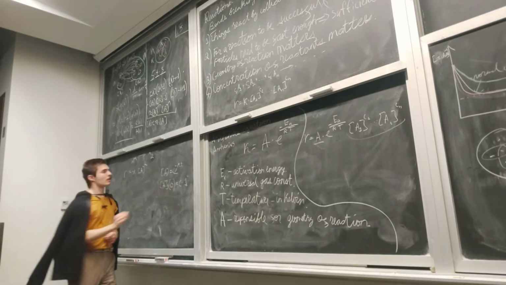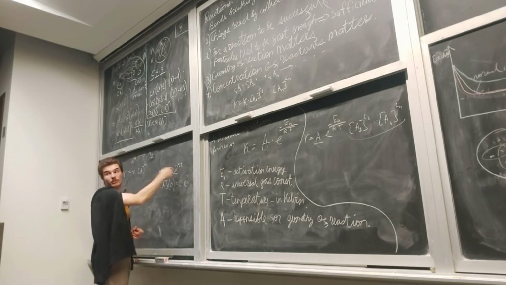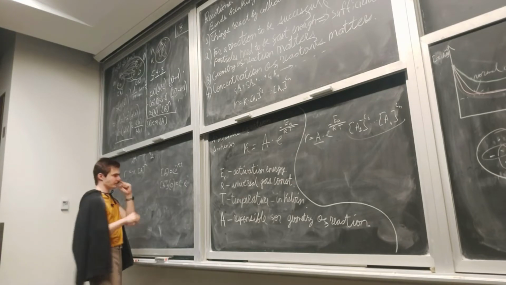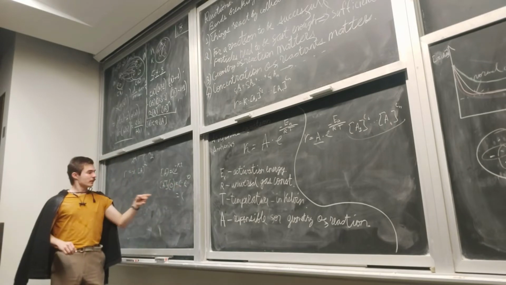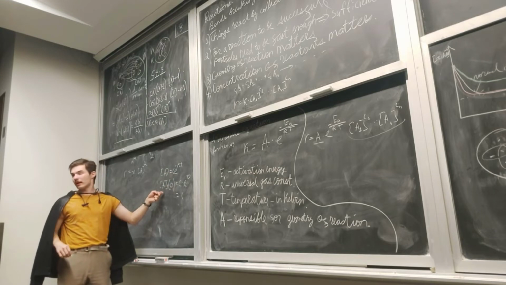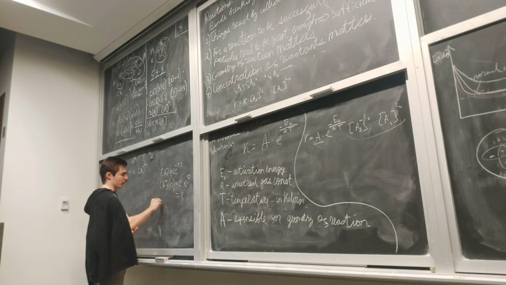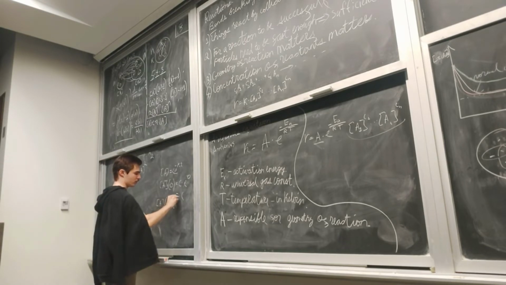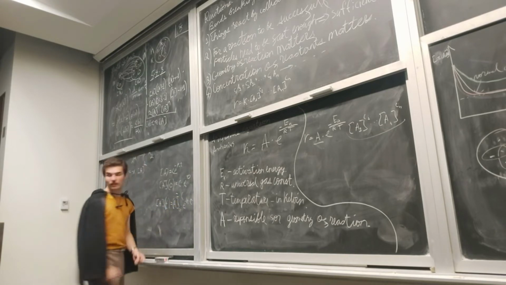I plugged in 0 instead of t, at time 0 when our reaction is starting. And I get e to the 0, which is 1, so you get that c, this constant in front, is the initial concentration at time 0. So now we have a very explicit equation: the concentration after time t is equal to the initial concentration times e to the negative rate constant times t.